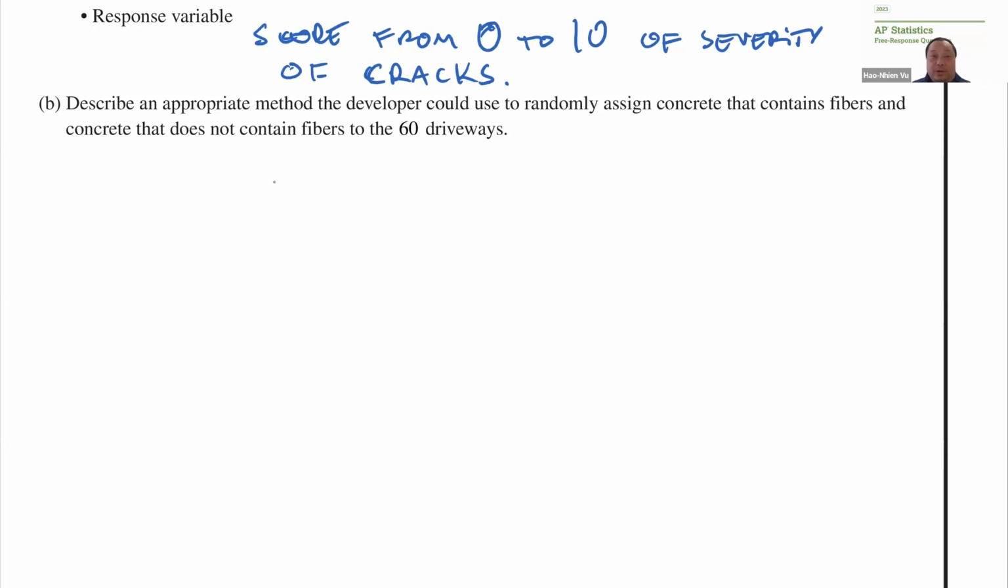For a random assignment question like this, you want to make sure of two things. One is the probability. It should be even. In this case, there are two choices, either with fiber or without fiber, so each choice should have a 50-50 chance. And the second thing you need to ensure is the number of each outcome. Since we have 60 driveways divided into 2, it's got to be 30-30 and not something like 31-29.